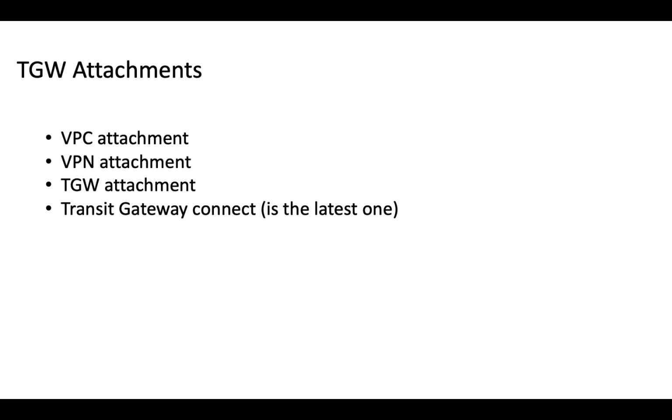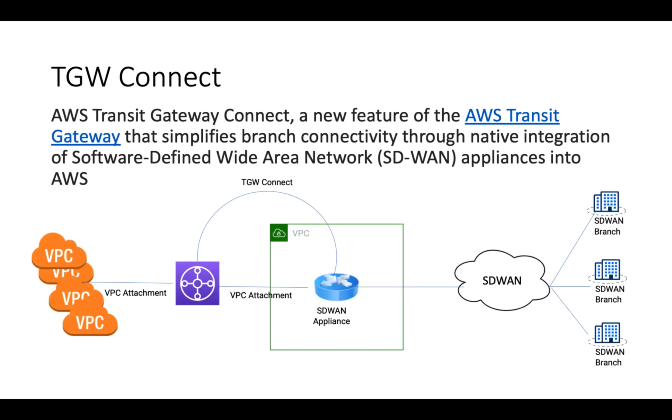Then there is the TGW attachment. A TGW can peer with another TGW using this attachment, and usually these TGWs are in different regions, so that you can use Amazon's backbone when you do inter-TGW communication. And the last one that we're going to talk about today is Transit Gateway Connect. So what is Transit Gateway Connect?